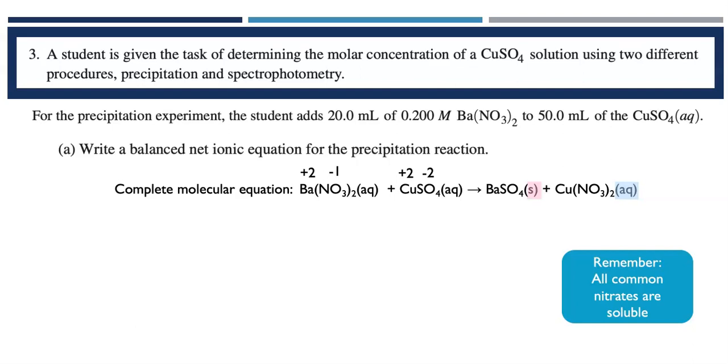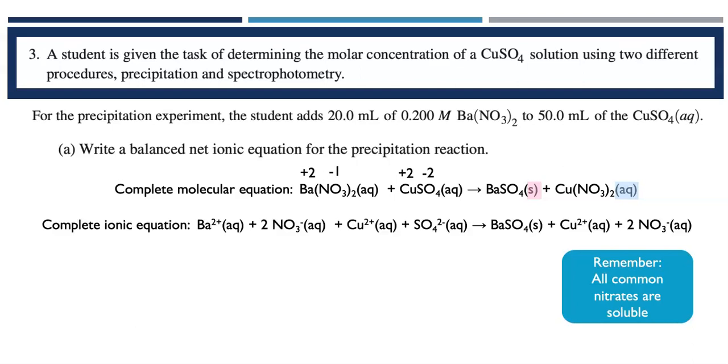I need a net ionic equation, and right now what I have is a complete molecular equation. So one way to get to what I need is to write a complete ionic equation. Take all my aqueous ionic compounds, and they dissociate into ions, and write them that way. And then, of course, the precipitate would stay together. So the barium nitrate is going to make barium ions and nitrate ions. The copper 2 sulfate is going to make copper ions and sulfate ions. The barium sulfate is going to stay together, and the copper 2 nitrate is going to dissociate into ions.